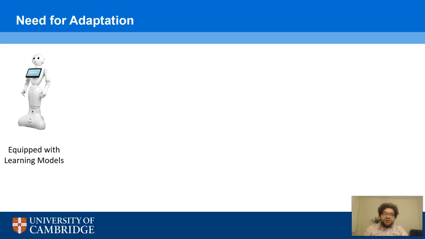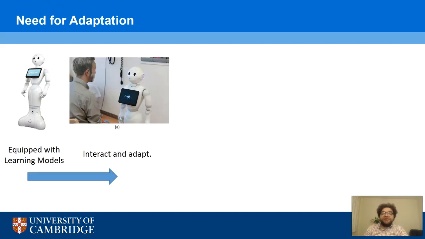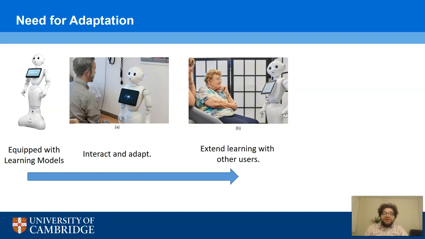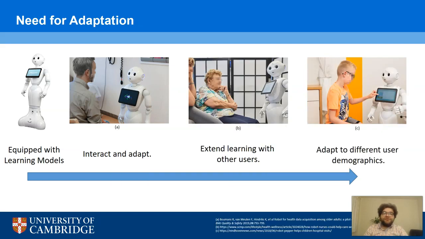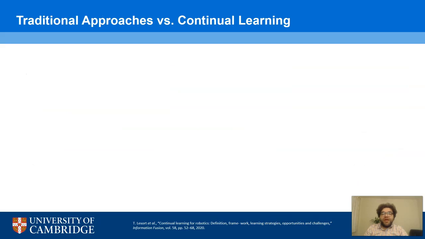Starting with the perception model right out of the box, they must learn to interact and adapt with users during interactions, extend and apply this learning with other users, and then adapt to different user groups as well. This process of learning and adapting continues as the robot interacts with more and more users. So what is the problem with traditional approaches to learning?